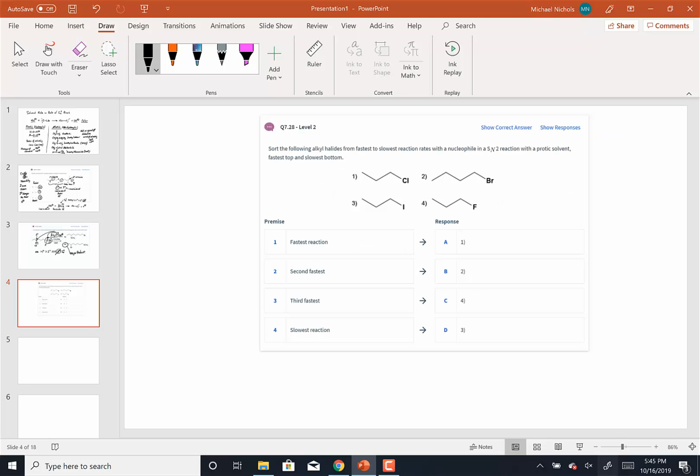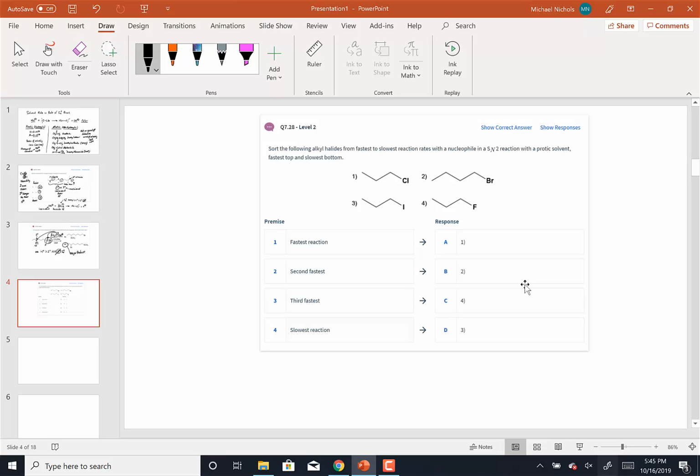Okay. In this problem, we're asked which alkyl halides will react fastest to slowest with a nucleophile in an SN2 reaction in a protic solvent, and we want to go which one is fastest and which one is slowest. Okay, so looking at this problem, number 1, I don't think the protic solvent makes a difference, because whether it was protic or aprotic, it's all the same. So the protic solvent's just kind of a distractor. It doesn't play much of a role.